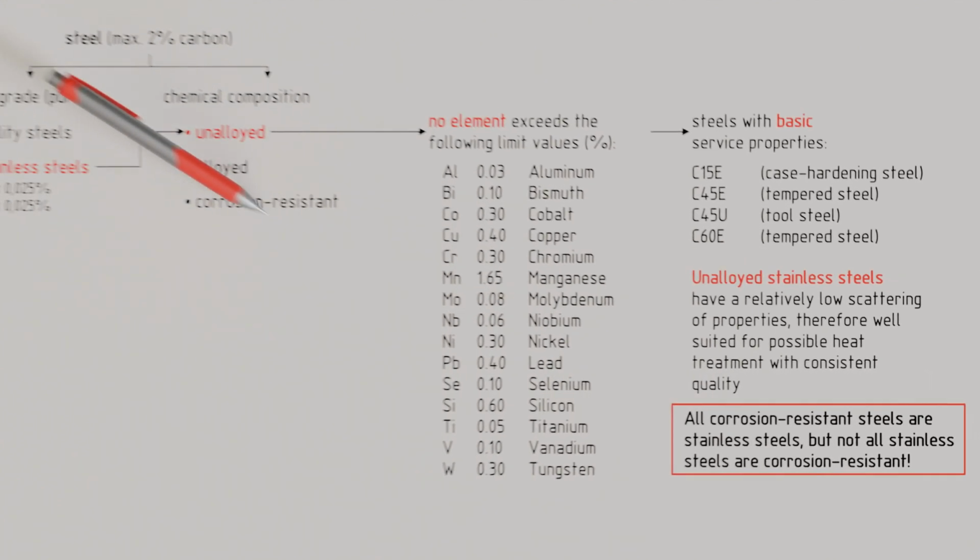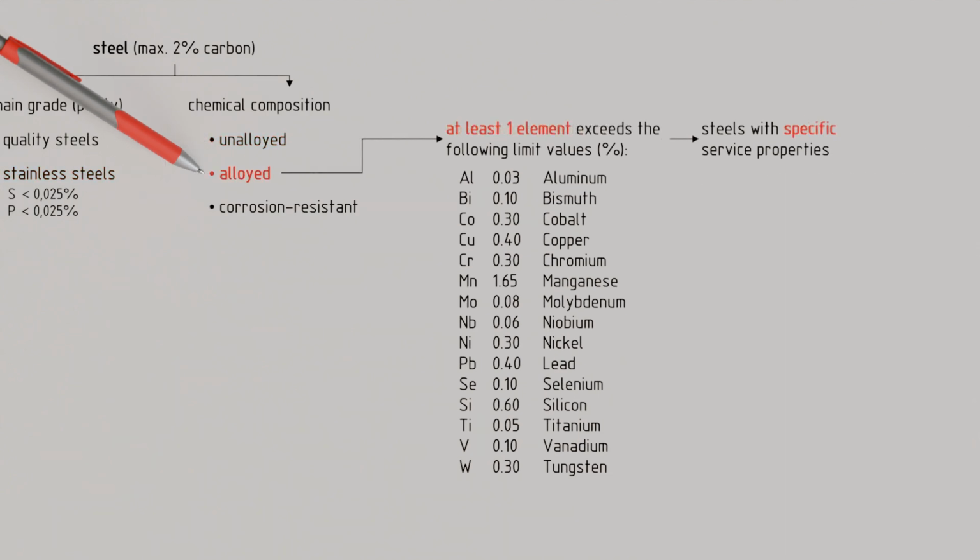Now let's turn to alloyed steels. A steel is considered alloyed as soon as an alloying element exceeds the threshold value specified in the reference table. By intentionally exceeding one or more of these thresholds, desired properties such as strength, machinability, or weldability can be specifically enhanced. Alloyed quality steels, however, due to their relatively low degree of purity and the resulting variability in properties, are generally not intended for heat treatment such as hardening or tempering.